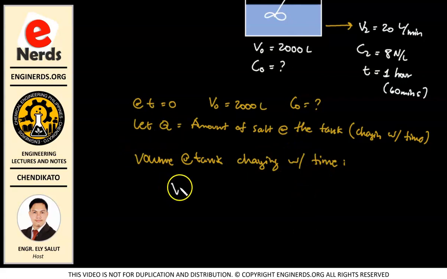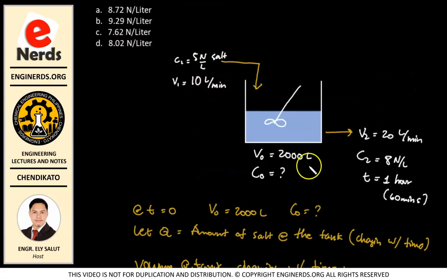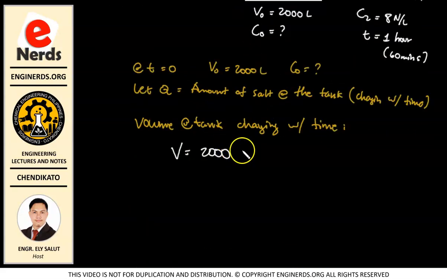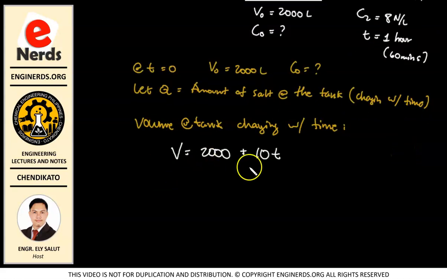So initially, we have 2,000 liters. And then we have 10 liters per minute entering the tank, so we need to add that. So we have 10 liters per minute; to get the volume, you need to multiply this by time. And then there is 20 liters per minute leaving, so we need to subtract that. So minus 20 liters per minute; to get the volume, you need to multiply that by time. Therefore, our volume is equal to 2000 minus 10t. So this is our volume with respect to time.